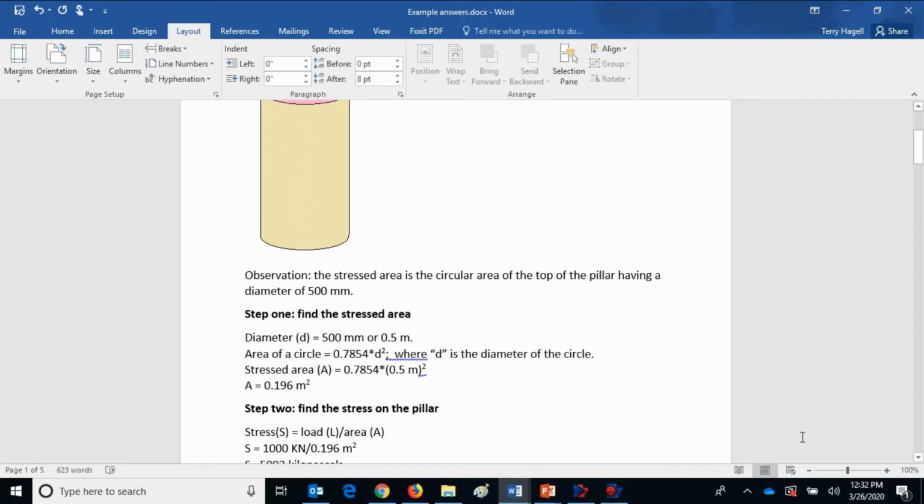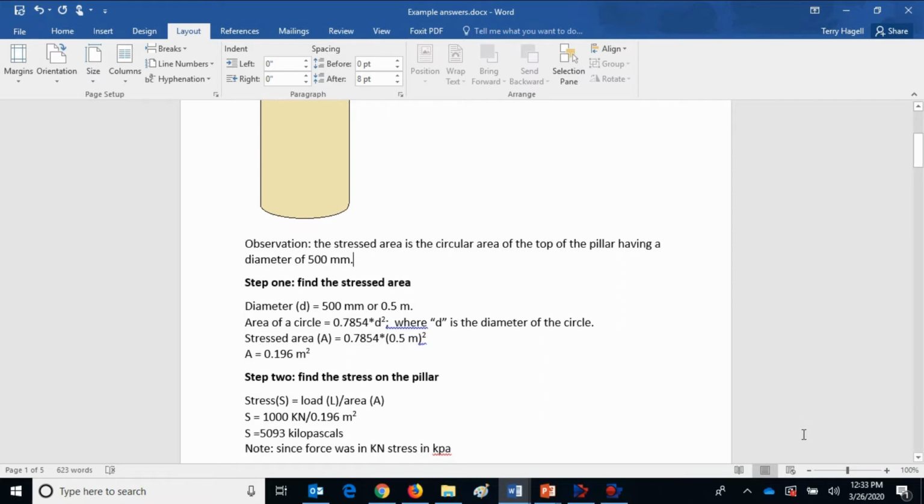Step 1. Find the stressed area. The diameter of the pillar is 500 millimeters or 0.5 meters. The stressed area is the area of a circle, which is 0.7854 times d squared, where d is the diameter of the circle. Plugging the numbers in the formula and doing the math, we get a stressed area of 0.196 meters squared.